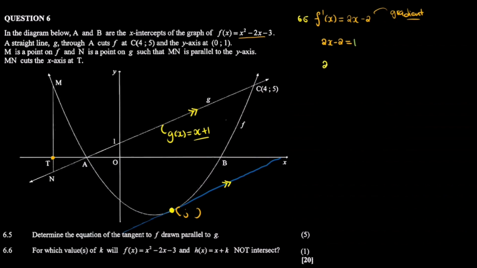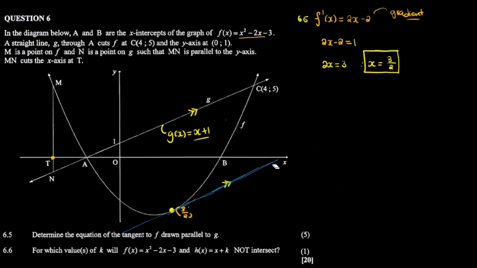So we're going to have 2x equals 3. Therefore, the value of x in this case is going to be 3 over 2. So this is the x value at this point. So we're going to take this 3 over 2 and substitute it into the parabola.